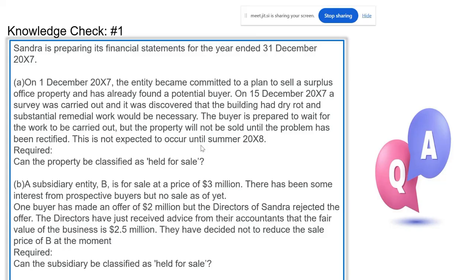A subsidiary entity B is for sale at a price of $3 million. There has been some interest from prospective buyers, but no sale as of yet. One buyer has made an offer of $2 million, but the directors of Sandra rejected the offer. The directors have received advice from their accountants that the fair value of the business is $2.5 million. They have decided not to reduce the sale price of B at the moment. Required: can the subsidiary be classified as held for sale?